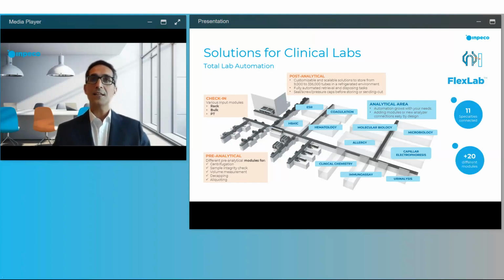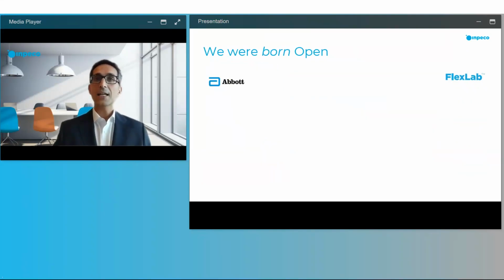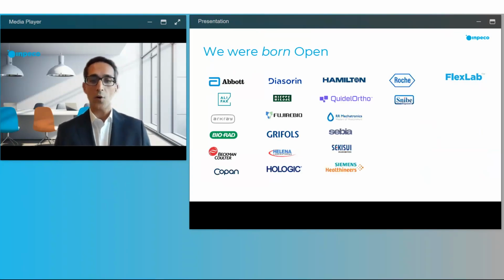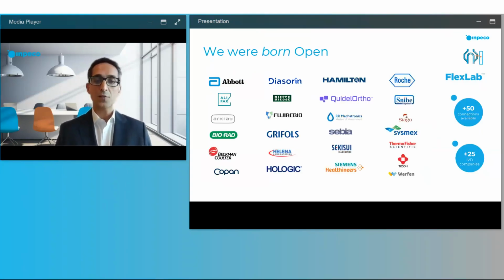Obviously, we know that an automation solution is only as good as the analyzers it can connect. And in our case, we can truly say that we're not just open, we were born open. This has been our philosophy since 1995. Our agnostic position regarding the analytical instruments allows us to establish close ties with all main IVD providers, enabling customers to choose the best of breed for their TLA without making any compromise.